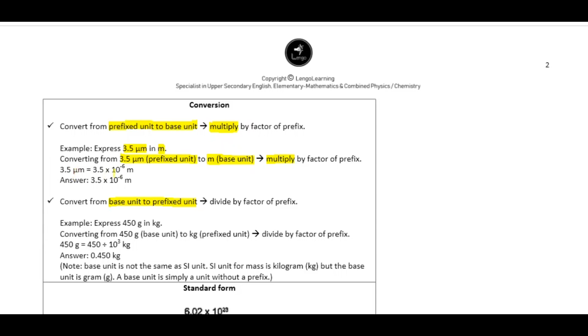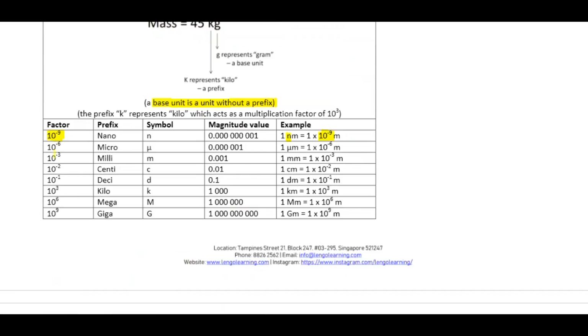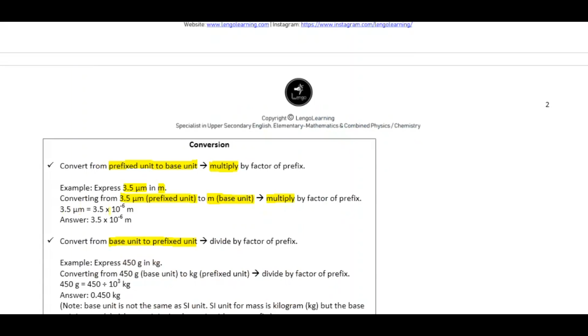So for 3.5 micrometer, I want to convert this micro, replace it with 10 to the power minus 6, because in this table here, micro is 10 to the power minus 6. So we replace micro with 10 to the power minus 6, but we do a multiplication, because we multiply by the factor. So how do we convert 3.5 micrometers to meters? This is a prefix unit to a base unit, so we multiply by the factor of the prefix.